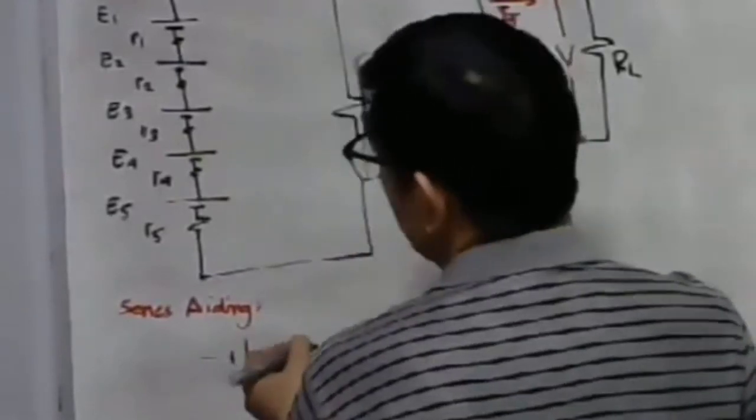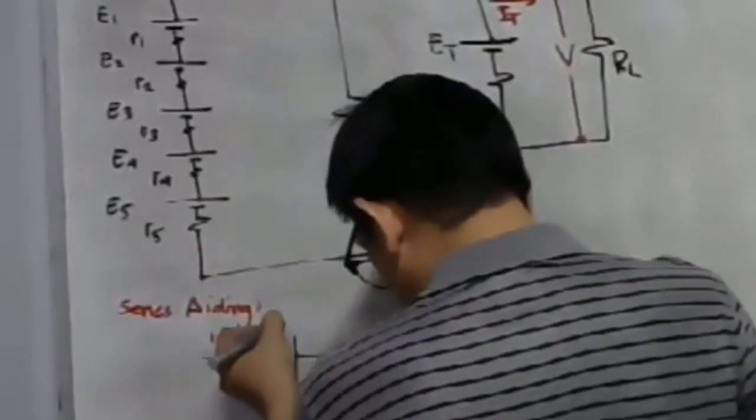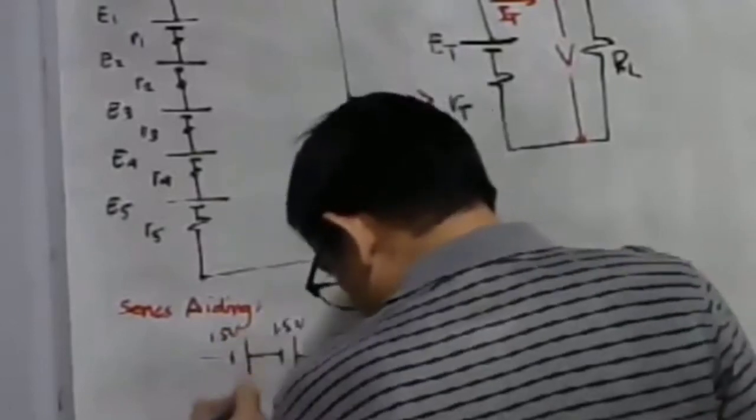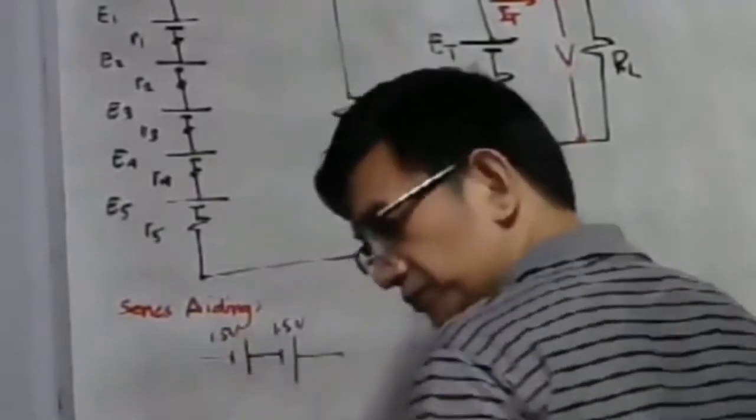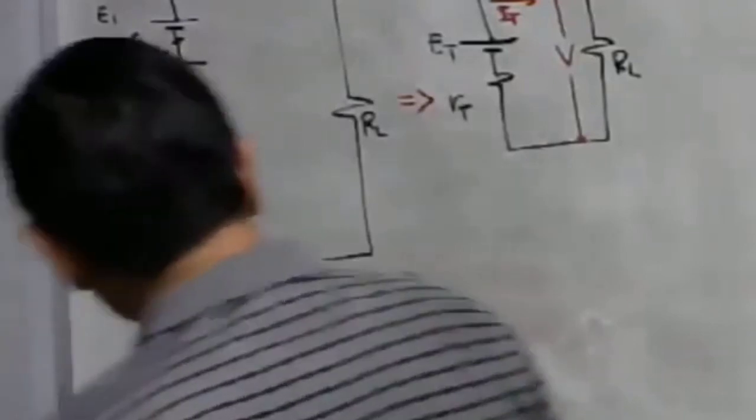Take note that we have per cell 1.5 volt. I'll just connect two cells, 1.5 and 1.5. If we have here a battery, a voltmeter, I mean. Let us have a voltmeter here.